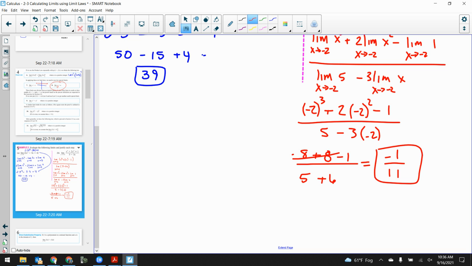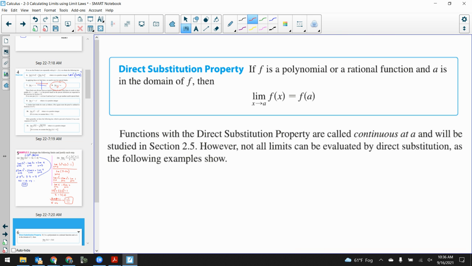Now, the sum total of all of this stuff is basically just to say this direct substitution rule. Okay? If f is a polynomial or rational function, and we have to have a polynomial or rational, and a is in the domain of f, meaning as long as a is defined, then the limit as x approaches a of f of x is just f of a. All you have to do is plug in that value.